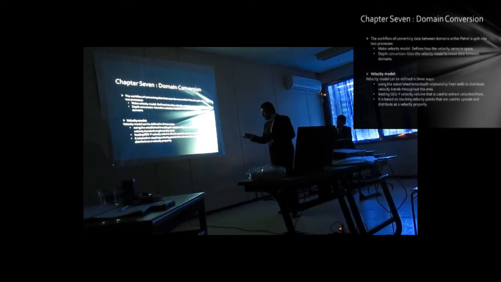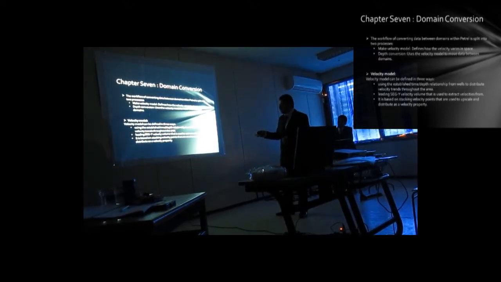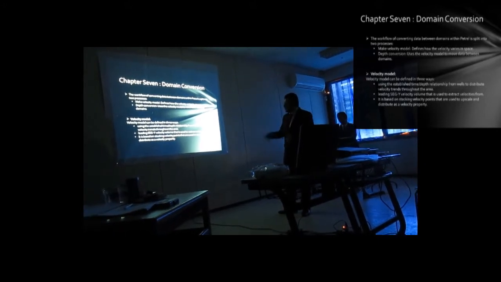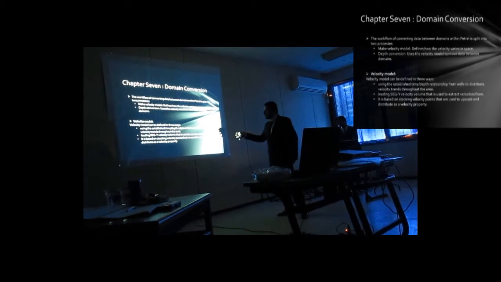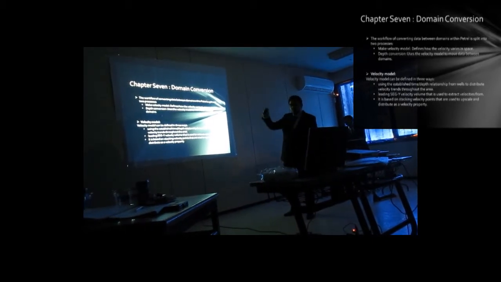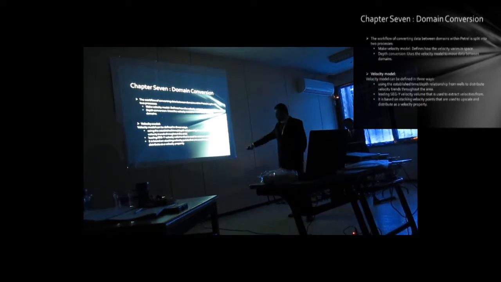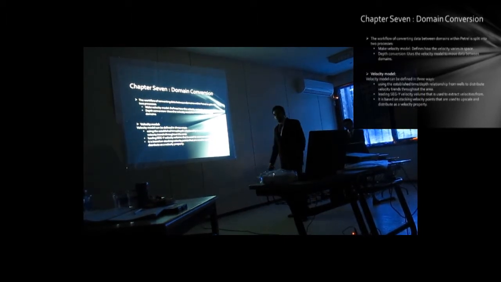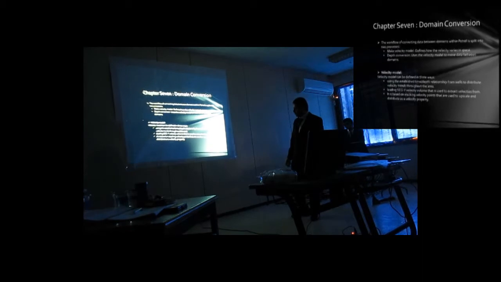So as a third option, you can use stacking velocity points. This is much like the first option. Use points stacked above each other, representing the whole area. You can take the average between them, and then you can manage to create the velocity model.